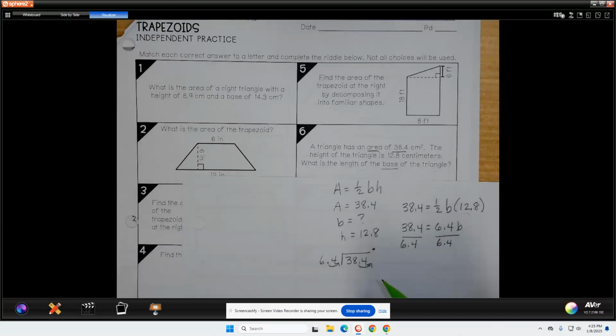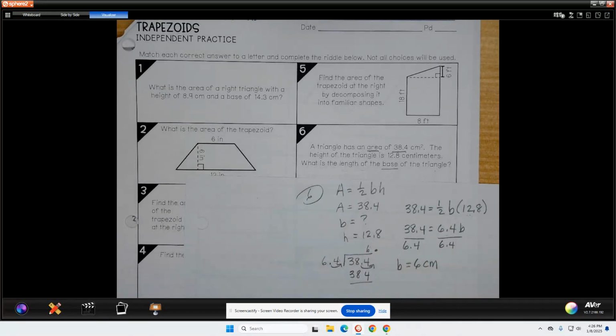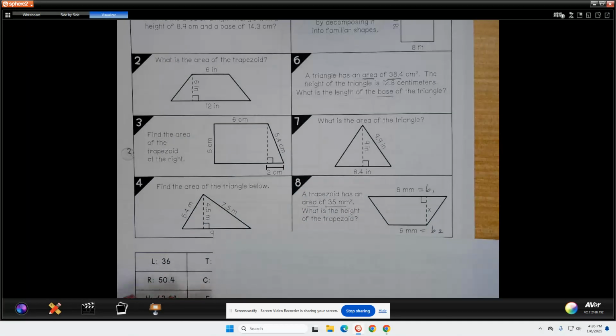Let's try 6. 6 times 4 is 24. 6 times 6 is 36 plus 2 is 38. So my base equals 6 centimeters. And this is number 6. Okay, next I'm going to do number 8 for you.